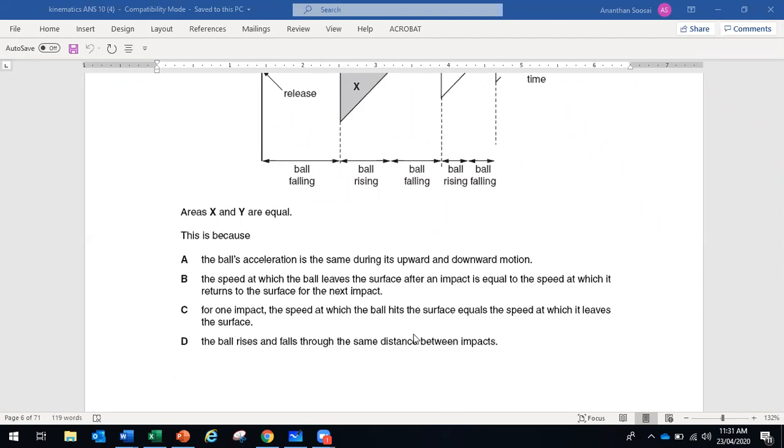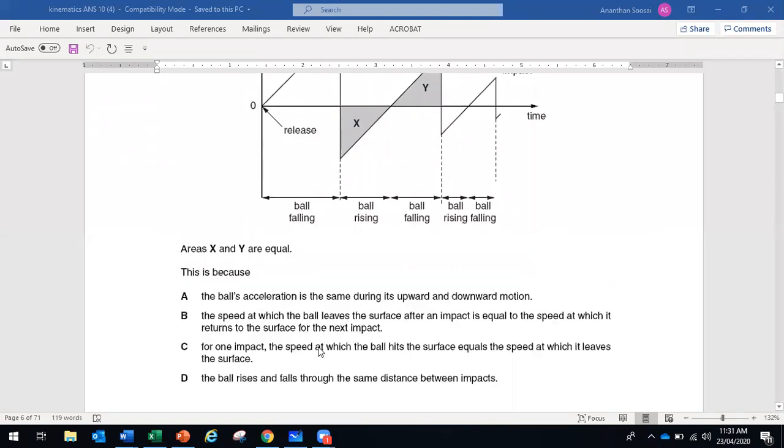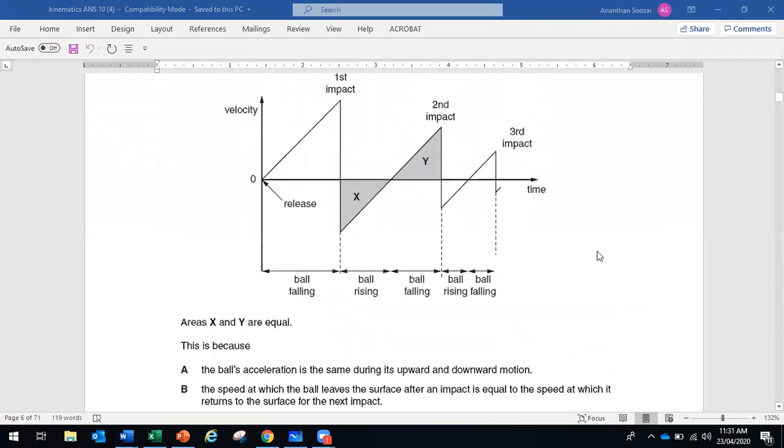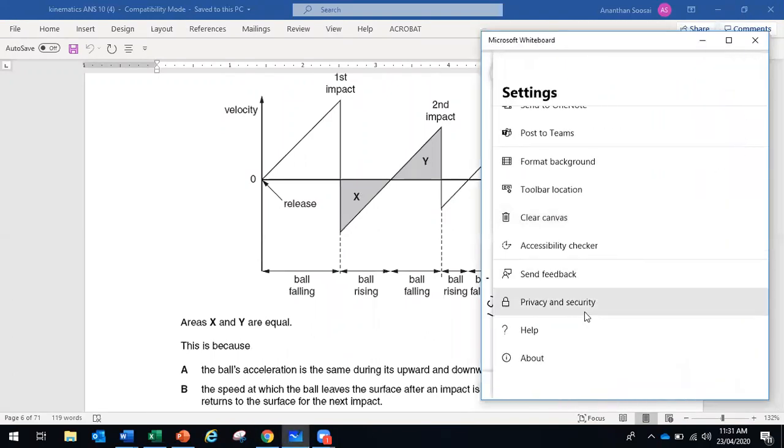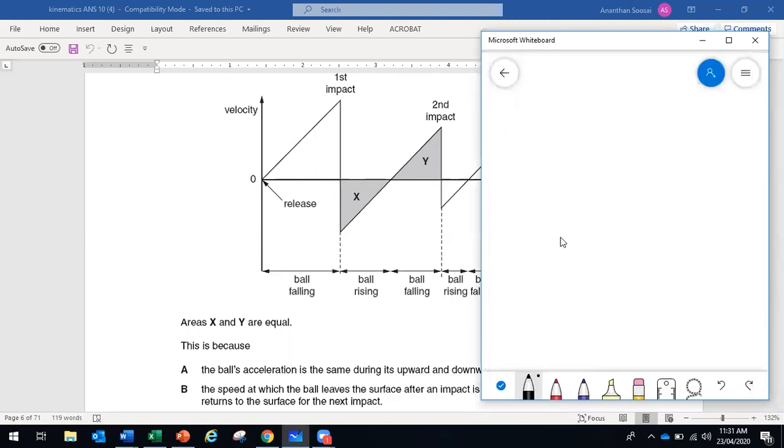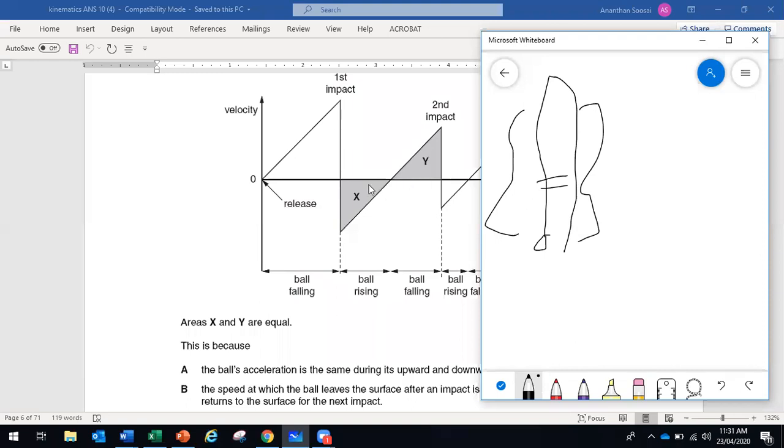D is the answer. The ball rises and falls through the same distance between the impacts. X is the height it rises. Of course, the height it rises should be the same as the height it falls down. Both heights are the same. So because they are the same, the area will be the same. Therefore, D is the answer.